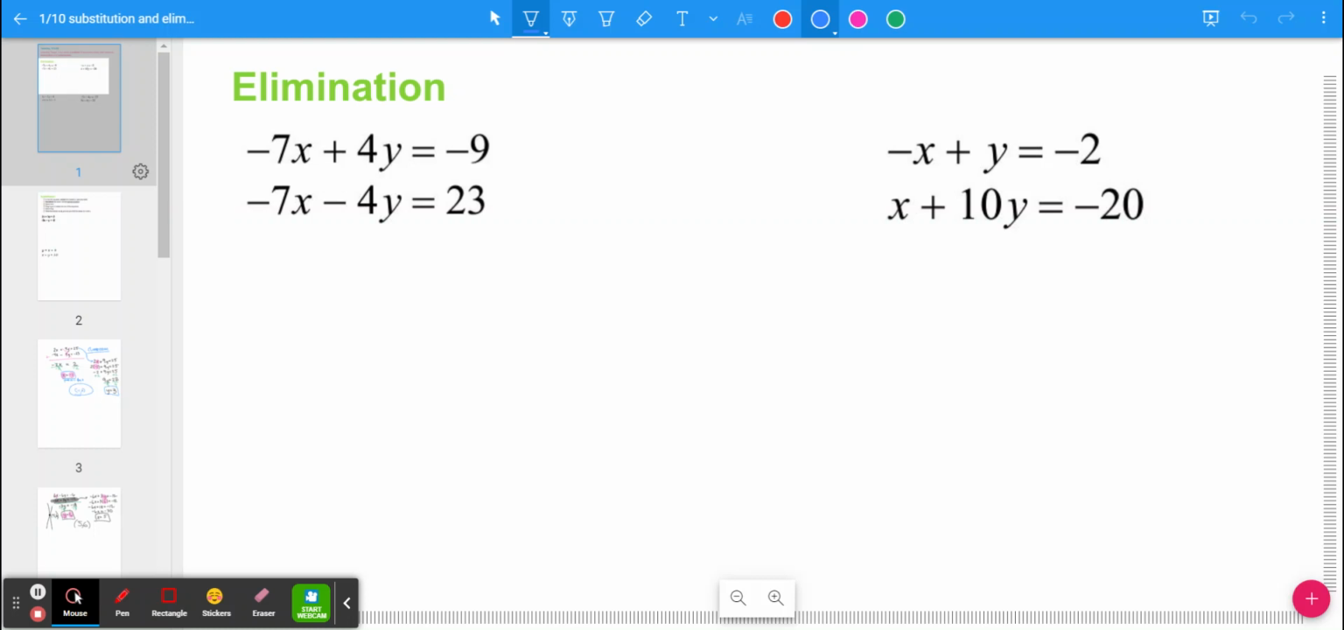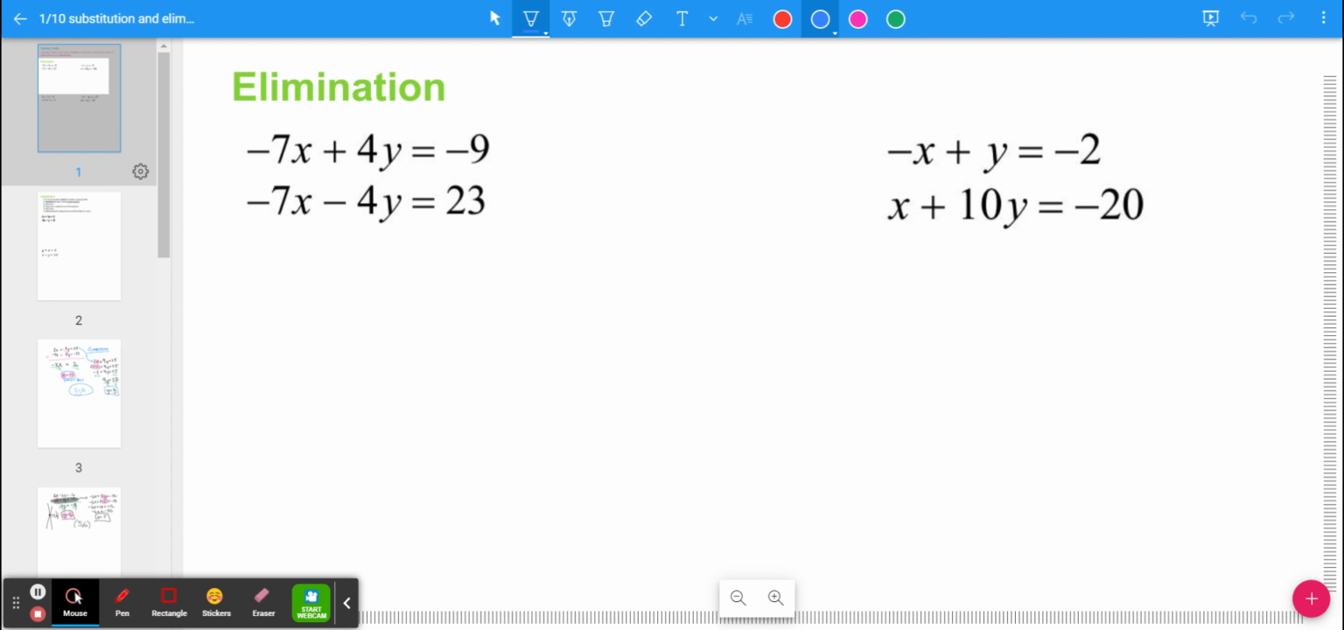This video is on the elimination method for solving systems of equations. A system of equations is just when you have at least two equations. We don't go beyond two in this course. So we're using the elimination method. There are a couple of methods to use. We also have substitution. Elimination is the easier one.